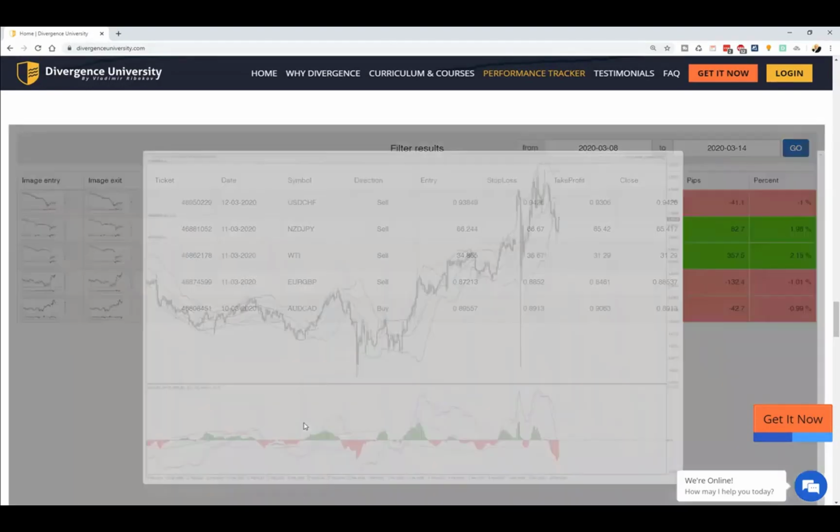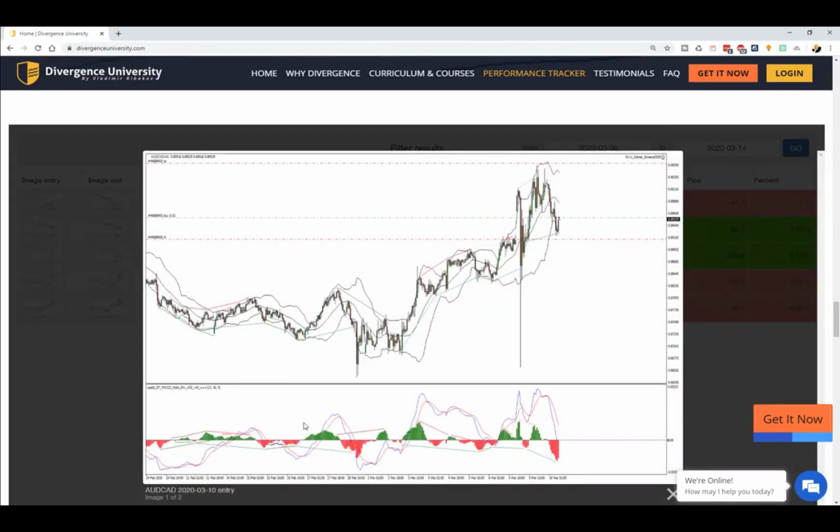Then we have Aussie Cat, which is actually the last one. Now with this trade, I personally don't agree too much. I'm not the only trader, of course, in the team, but the idea behind this trade is very simple.